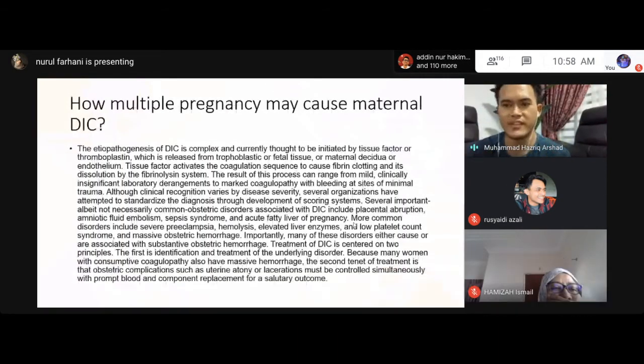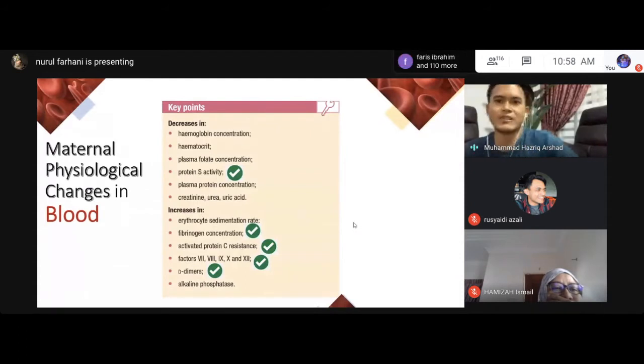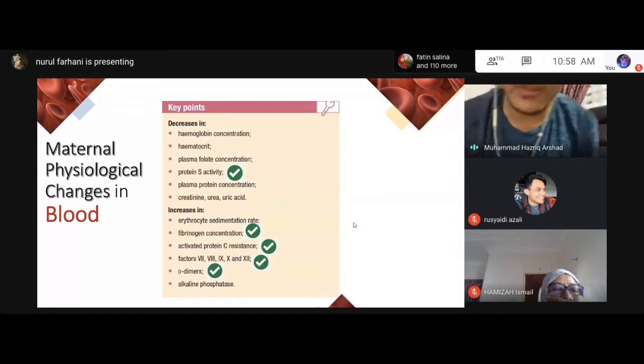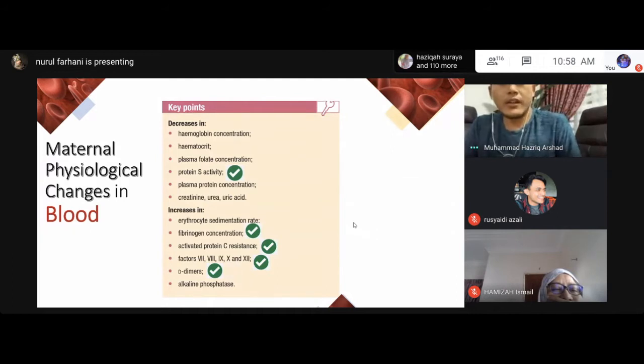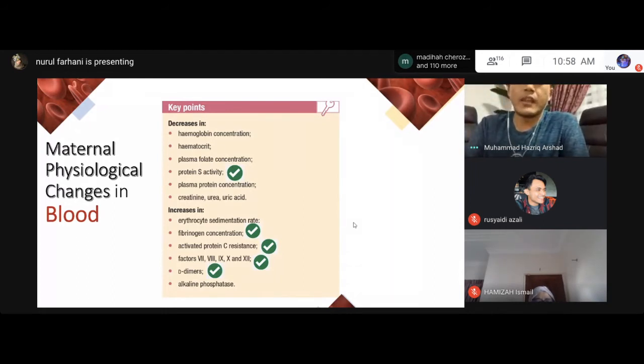Okay, this one. All right, first, this is what I got from the 10 teachers about maternal physiological changes in the blood. The ones I ticked in green pertain to coagulation and hemostasis changes. There is a decrease in protein S activity, which is an anticoagulant factor, and an increase in fibrinogen and activated protein C resistance, which can lead to decreased fibrinolytic activity. There is also an increase in factors 7, 8, 9, 10, and 12, and also D-dimers. All right, next slide.